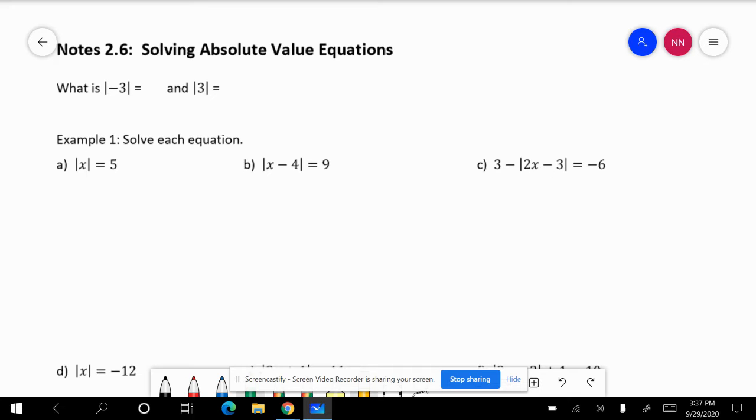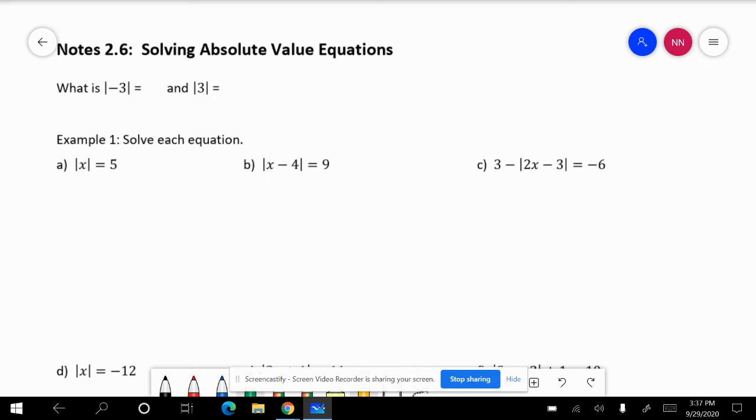We're going to be solving absolute value equations. Now, in order to solve an absolute value equation, we have to remember what an absolute value is. An absolute value always makes a number positive. It's talking about the distance of things.